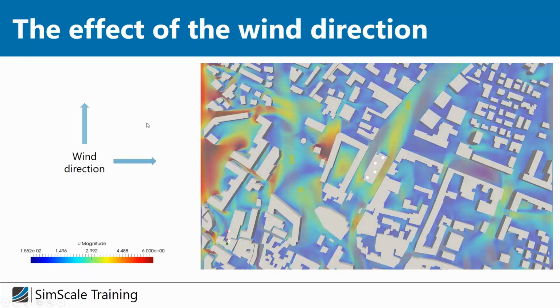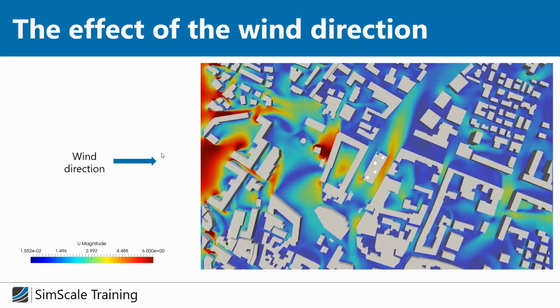And if we now take a look at wind coming from the western side, we have the same effect that we saw with the eastern side, that we have a lot of hotspots on the sides the wind is coming from. And if you think about it, this is maybe the worst situation, where we have these very large areas of high velocity on the left side, but also around this building, this big area.